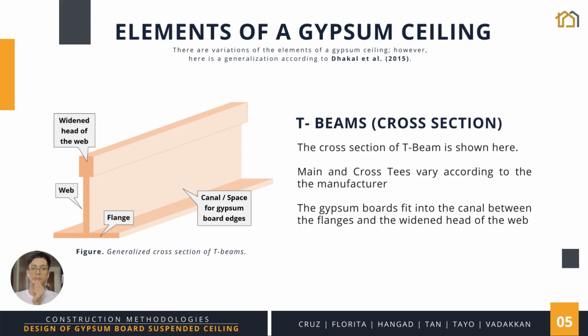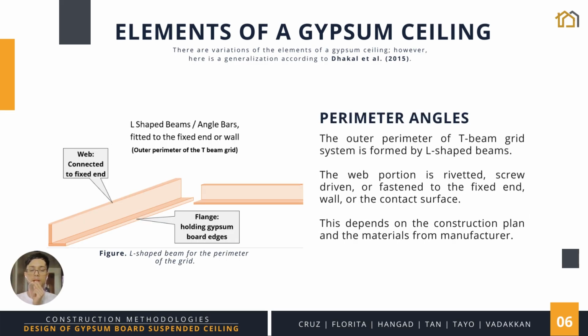Cross-section of a T-beam is shown here. There can be slight variations depending on manufacturer. Gypsum boards fit into the channel between the flanges and the widened head of the web. Perimeter angles are L-shaped beams that form the border of the grid system.